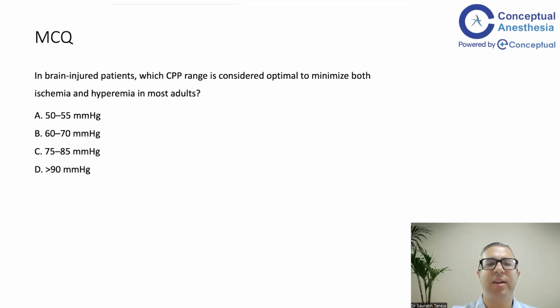Now, I've told you the correct answer for this, but they can even ask you the cerebral perfusion pressure range. So either you can be asked to calculate the cerebral perfusion pressure, or you can be asked what is the range of cerebral perfusion pressure in which you have to maintain the patient in an optimized manner so that you prevent ischemia as well as hyperemia. So the range is between 60 to 70 millimeters of mercury.